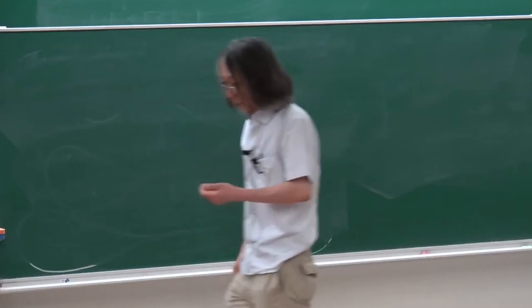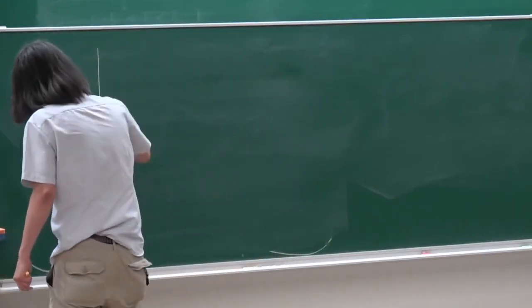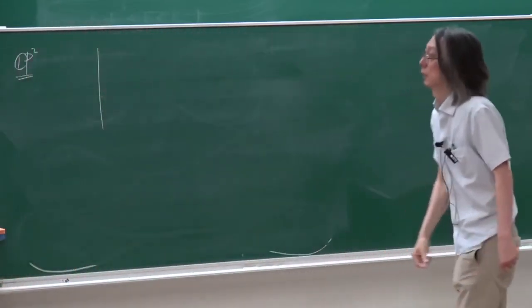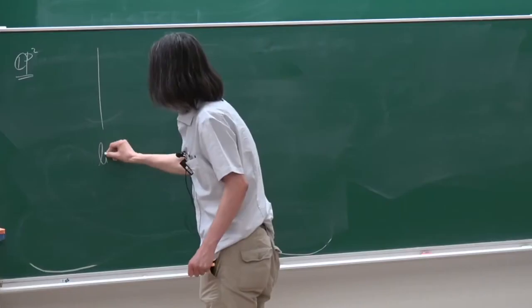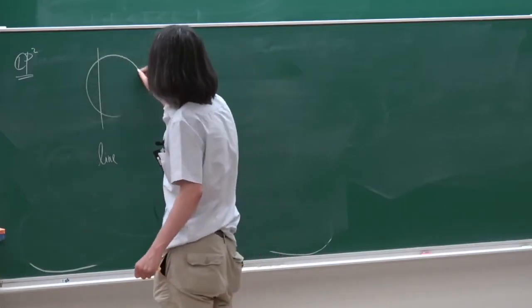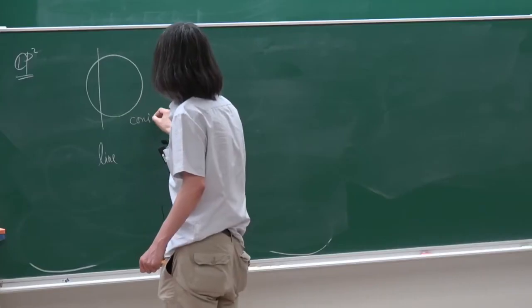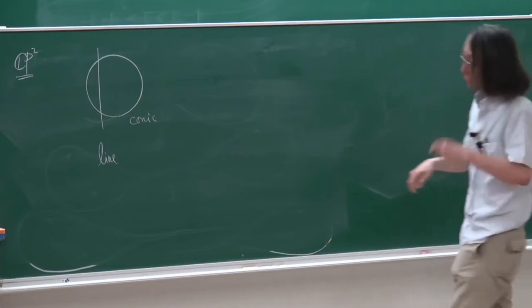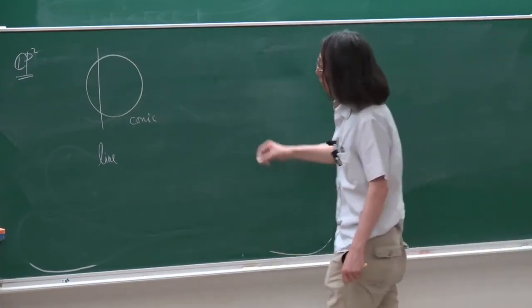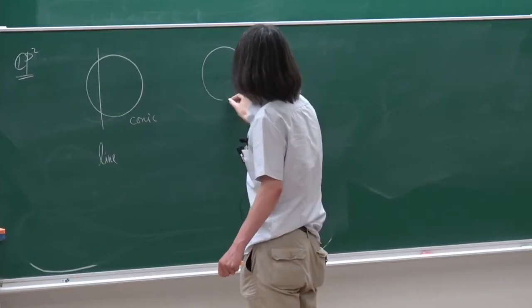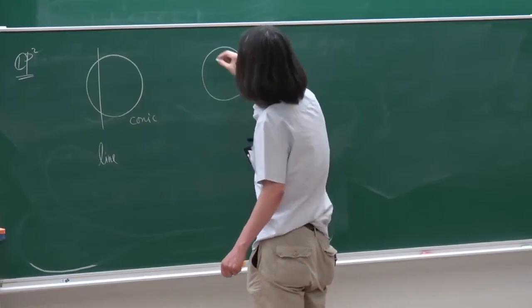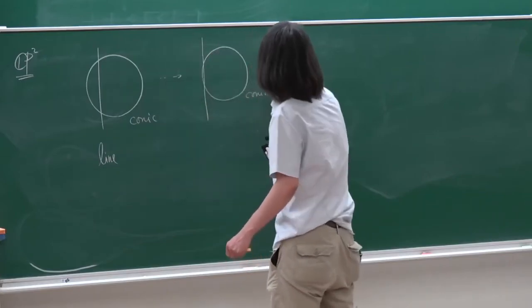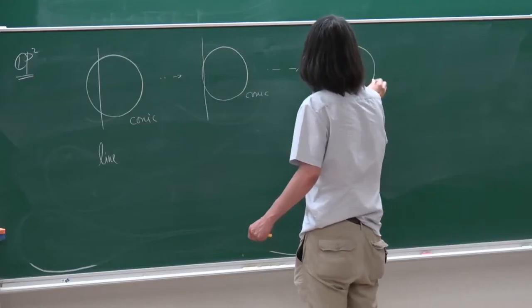Or maybe I can also give you another example. Again, this is CP2. You have a line here, and you have another one which is a conic. And a line and a conic generically intersect at 2 points. So you have 2 points like this. But the line moves, and the conic may be fixed. The line is moving, and eventually it is finally tangent to the conic. Okay?